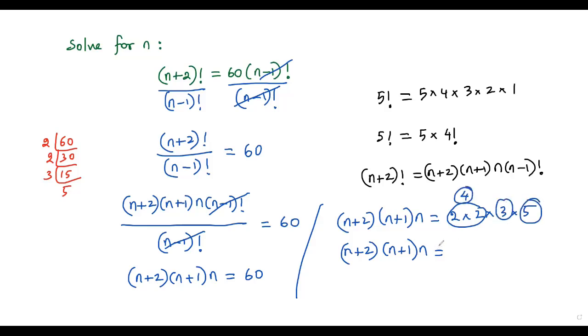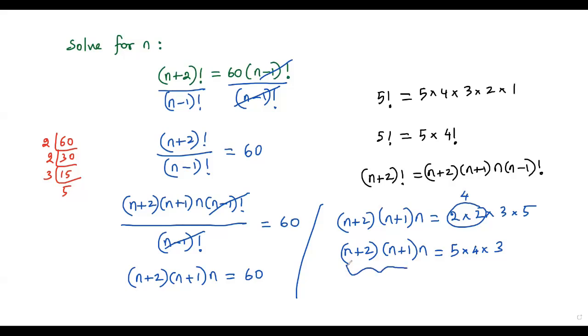These three are consecutive numbers, but we have to write their product in order from greatest to least, because that's the order in which we have the three numbers on the left side. The greatest of these three numbers is 5, so let me write 5 first, then 4, then 3. Here we have a product of three consecutive numbers in descending order, and the product has to be equal to 60. 5 times 4 is 20, 20 times 3 is 60, that's correct.